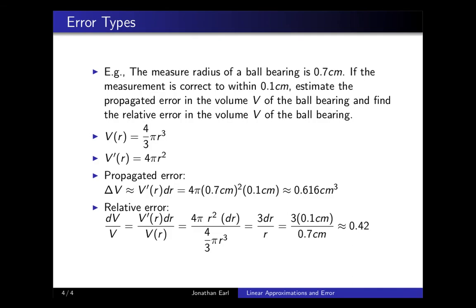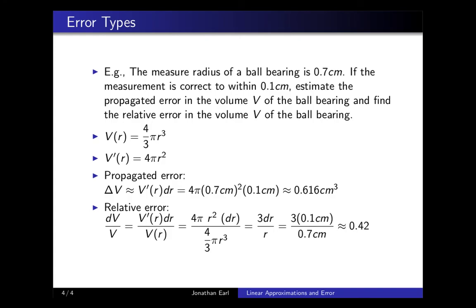We'll set things up just like before. The volume of a sphere is 4/3 times pi r cubed, and our derivative is 4 times pi times r squared. Continuing as before, our change in the volume is approximately v prime of r times dr, so 4 times pi times 0.7 centimeters squared times 0.1 centimeters, with our radius of 0.7 and our change in radius of 0.1. So our volume is off in the worst case by about 0.6 cubic centimeters.